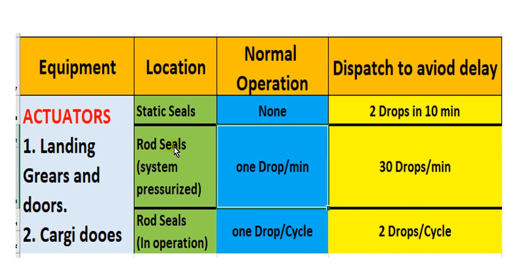The rod seals, the seal in the side of rod, system pressurized, 1 drop per minute. Here, 30 drop per minute. Rod seals, but in operation, not pressurized, in operation, 1 drop per cycle. Here, 2 drop per cycle.